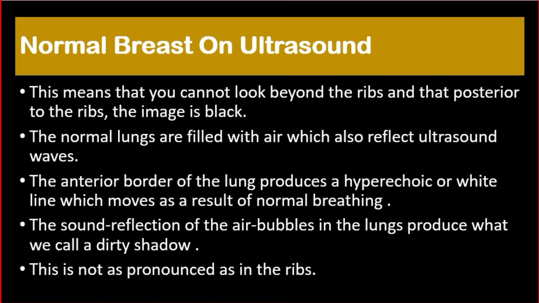The normal lungs are filled with air, which also reflect ultrasound waves. The anterior border of the lung produces a hyperechoic or white line, which moves as a result of normal breathing. The sound reflection of the air bubbles in the lungs produces what we call a dirty shadow. This is not as pronounced as in the ribs.